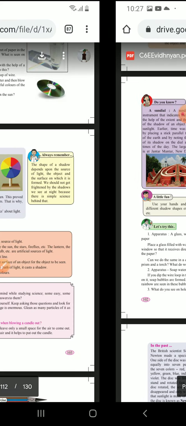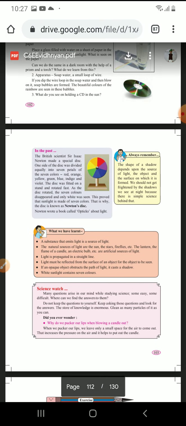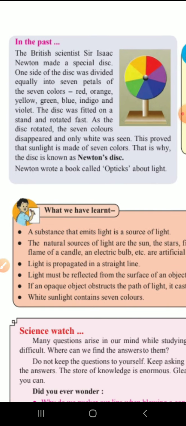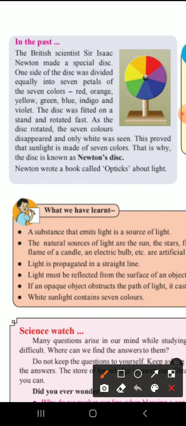Open page number 103. In the past, British scientist Sir Isaac Newton made a special disc. One side of the disc was divided equally into seven petals of the seven colors: red, orange, yellow, green, blue, indigo, and violet.